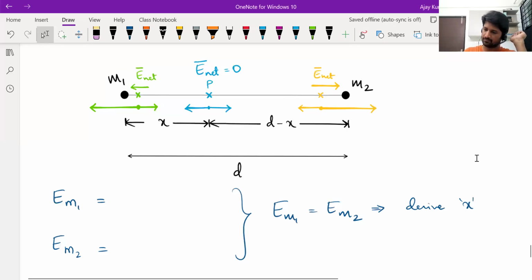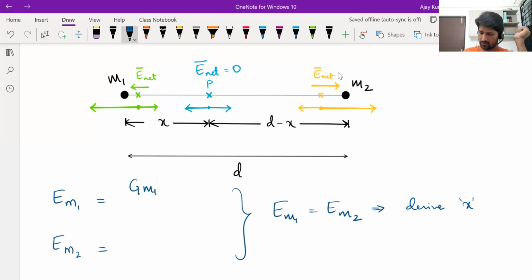Yes, sir. The distance of that position from M1 was assumed as x. So tell me, how much gravitational field will M1 produce at that position? M1 is a point mass. Gm1 by x square. Correct. Gm1 by x square. And how much field will M2 produce at that position?